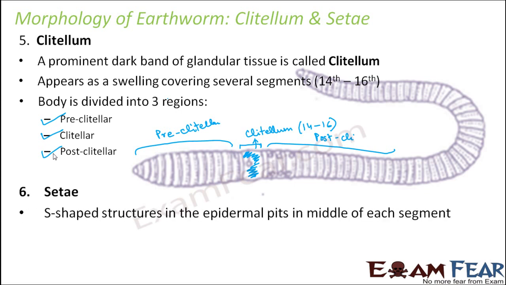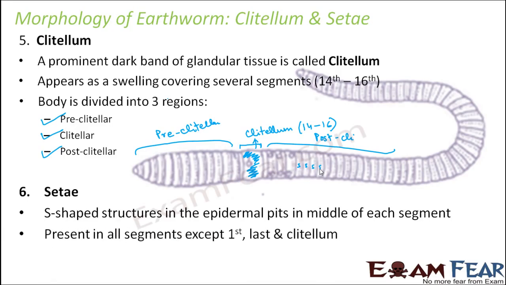Setae, what are they? These are S-shaped structures in the epidermal pits in middle of each segment. Now, at the middle of each segment, if you look at the below side of the earthworm, you will see that small S-shaped structures are present. So they arise from the epidermis, that means almost from the skin they arise. They are small thin hair-like S-shaped structures. So these are known as setae, and they help in locomotion. They help the earthworm to move from one place to another.